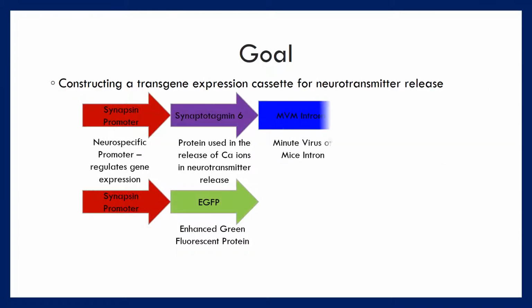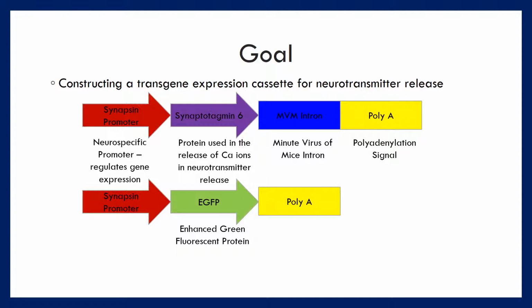These cassettes can be constructed in the form of this, with neurotransmitter-specific promoters, which regulate gene expression, synaptotagmin itself, the protein that we're trying to find the function of, the MVI intron, which does not code for a segment of DNA but instead is used to interrupt the sequence of genes, the polyadenylation signal, which is for the synthesis of messenger RNA, and our EGFP protein, which is used to determine whether or not we've successfully created a transgene expression cassette, and it's visible under a microscope.